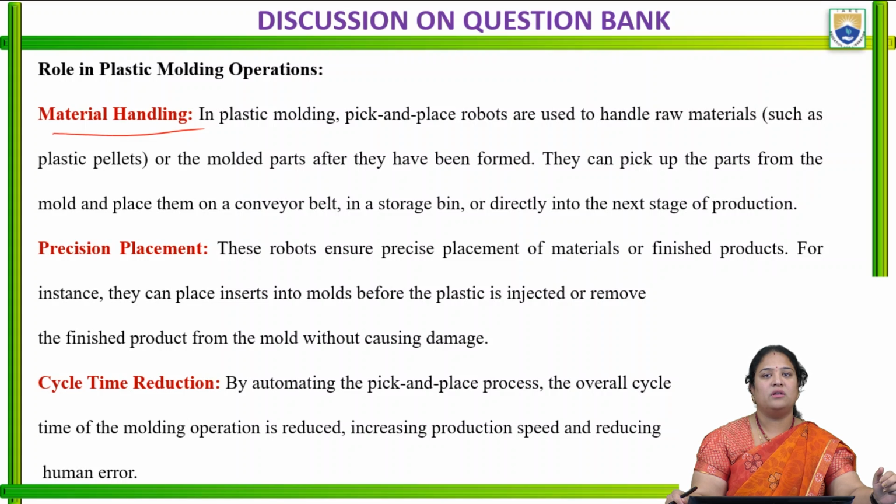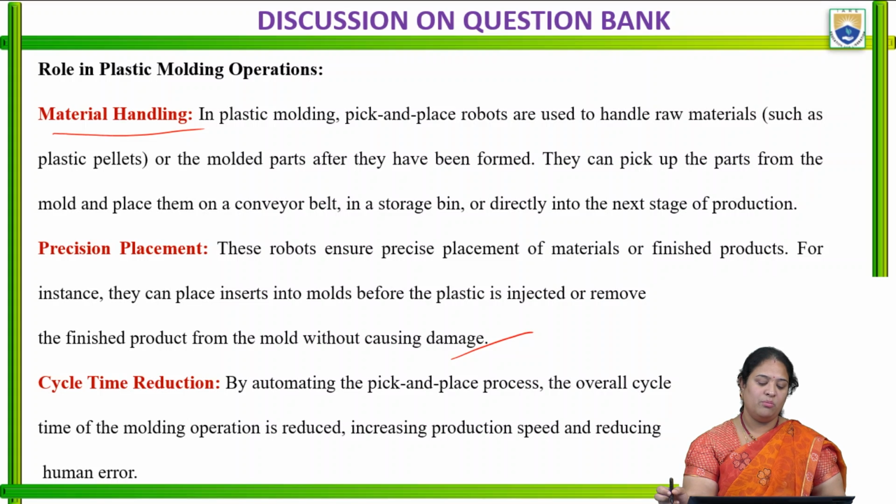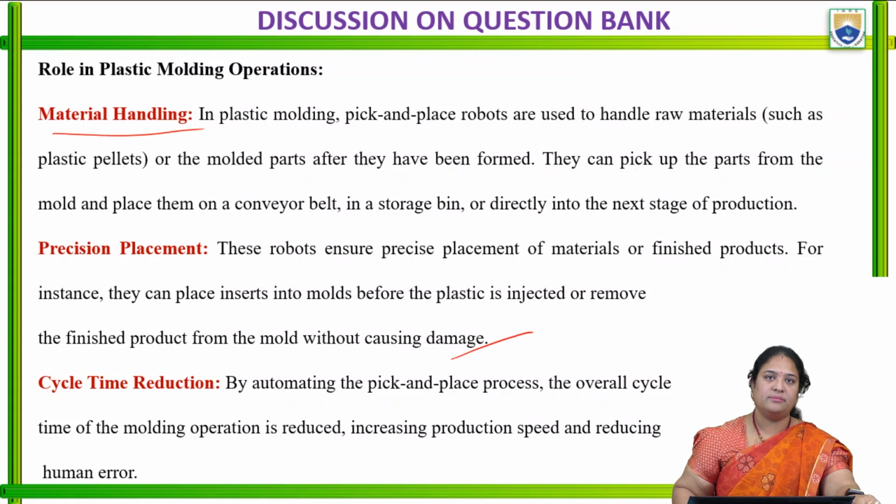Precision placement means the robot is ensuring a precise placement of the material or the finished product. For instance, they can place inserts into the molds before the plastic is injected, or remove the final product from the mold without causing any sort of damage. Cycle time reduction means the overall cycle time of the molding operation has been reduced. In this pick and place process, the overall cycle time of the molding operation is reduced, and it also increases the production speed and reduces human errors.